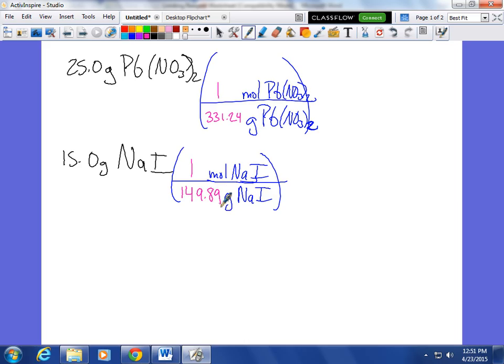All right, so there's our masses right there. Lead 2 nitrate is 331.24, and sodium iodide is 149.89. So then we just divide how we always do. 25 divided by 331.24 is equal to 0.0755 moles of Pb(NO3)2, and the bottom one is 15 divided by 149.89, and that's going to give us 0.100 moles of NaI.